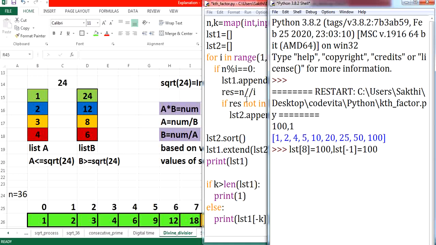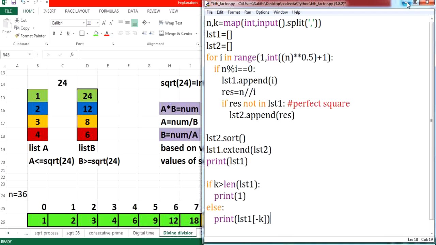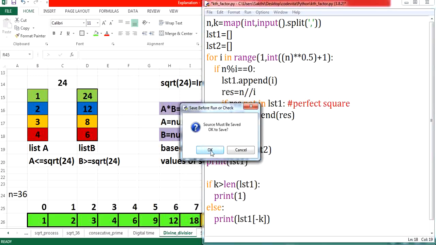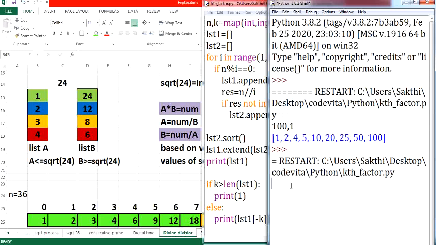If my k value is 1, we are looking for the first largest factor. The first largest factor is minus 1, which means the largest value at your right end. Minus 2 means the next highest value. Now let me execute this. Give a value as 100. And let me give second largest factor. So it will be displaying 50 as your value, right?